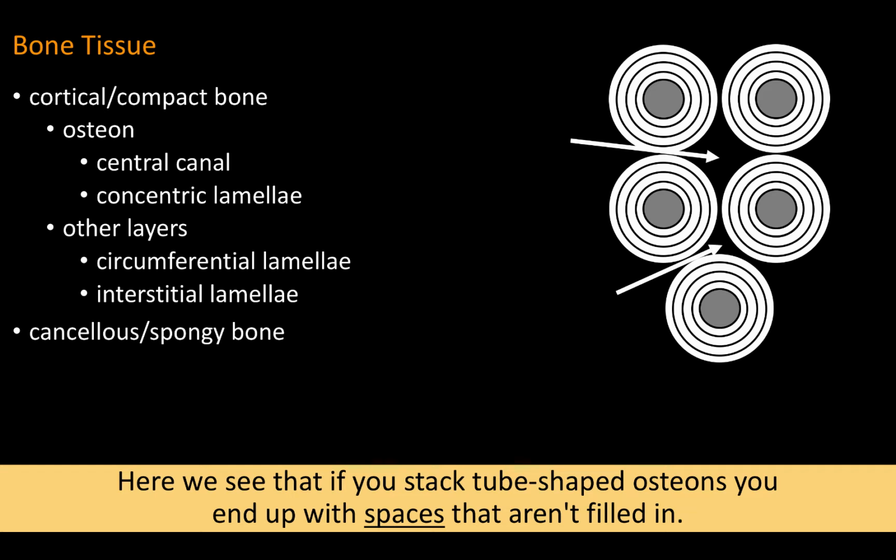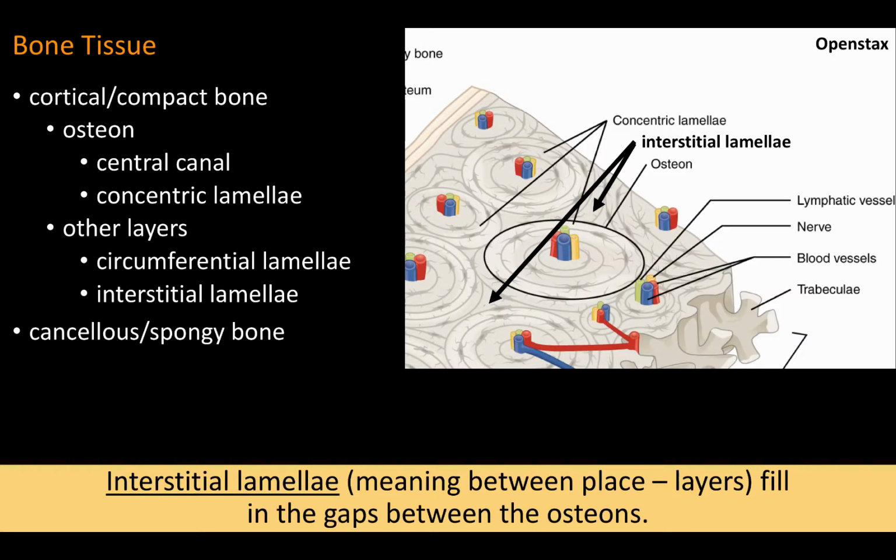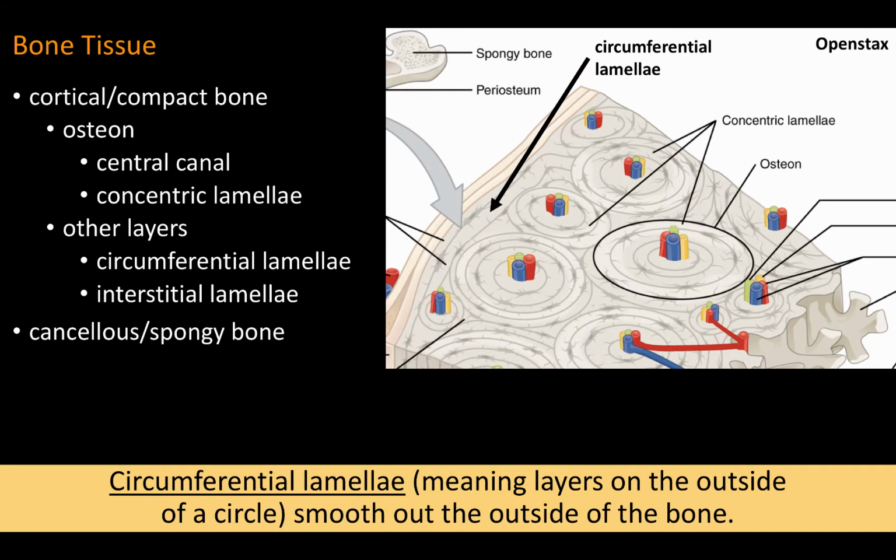Here we see that if you stack tube-shaped osteons, you end up with spaces that aren't filled in. Interstitial lamellae, meaning between place layers, fill in the gaps between the osteons. Circumferential lamellae, meaning layers on the outside of a circle, smooth out the outside of the bone.